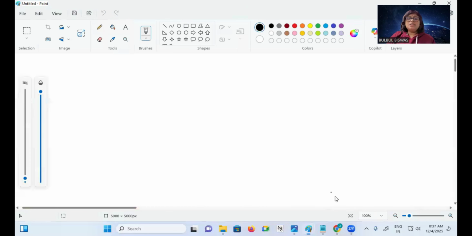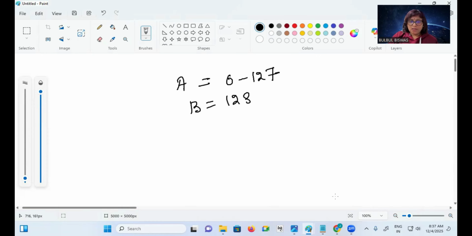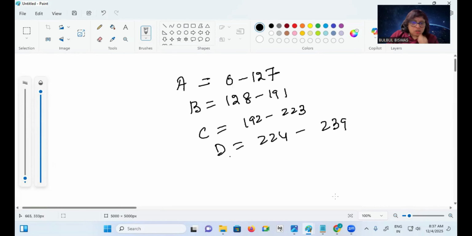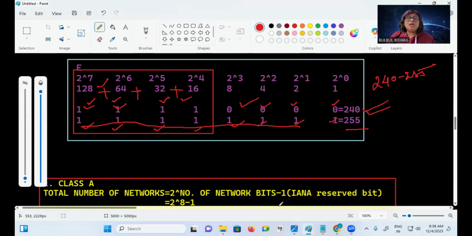And everyone, this is the reason why every class has been defined like that. Class A is 0 to 127, B is 128 to 191, C is 192 to 223, D is 224 to 239, sorry, and E is 240 to 255. And this is the real cause why the 5 classes have been designated with those values.